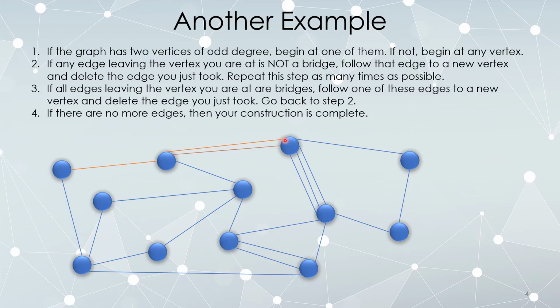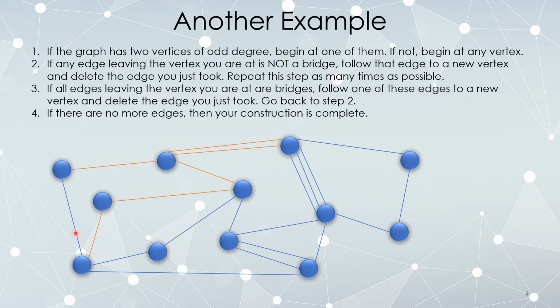Okay, still no bridges, so we could go back. Now, this is a bridge, because if we delete it, this vertex becomes disconnected from everything, but it's our only choice. So follow that bridge. Now we're here. None of the three edges connected to this were bridges, so let's follow this one. This is now a bridge, but we have no choice, so take it.